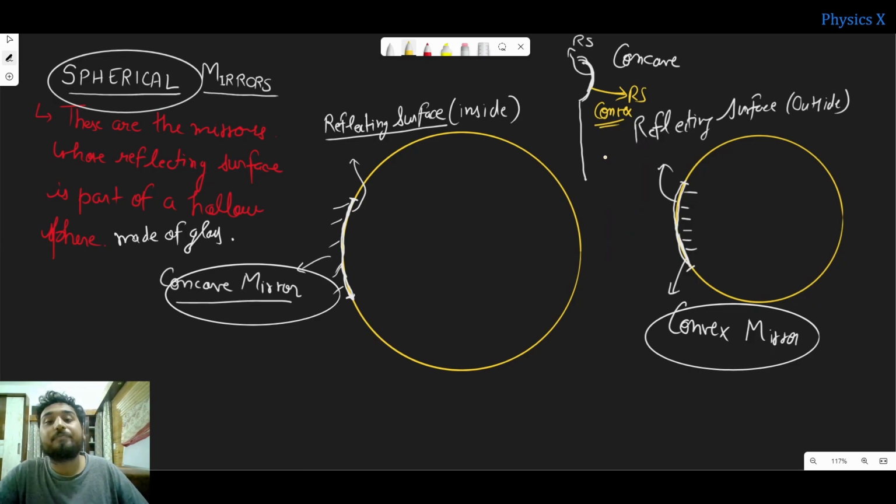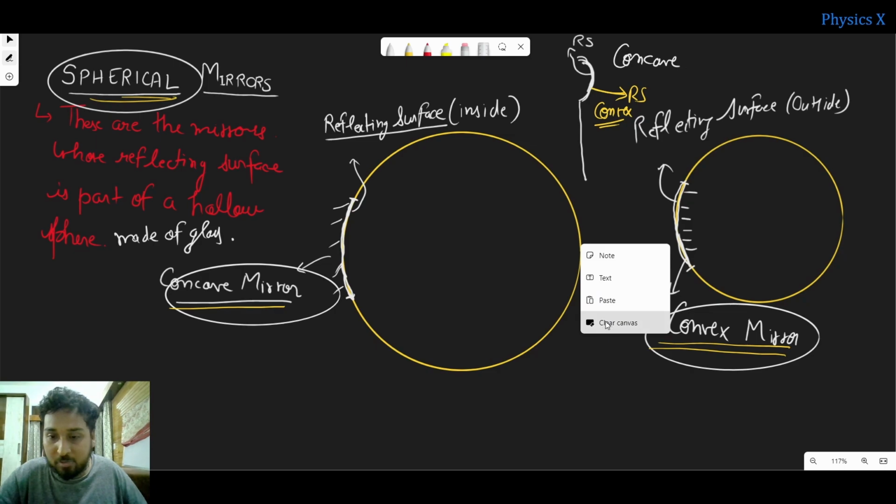So these are the general types of spherical mirrors, the concave mirror and the convex mirror. Now since these are part of a sphere, we will have some landmarks for these mirrors, some specific points where analysis is made with respect to these reference points. So let us draw this diagram separately and understand the terminologies involved in spherical mirrors.